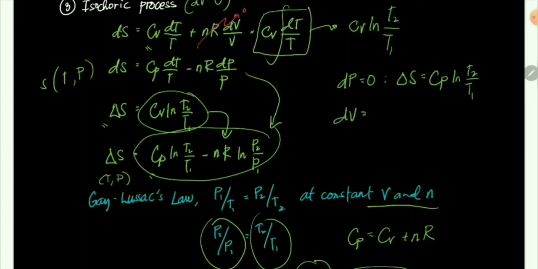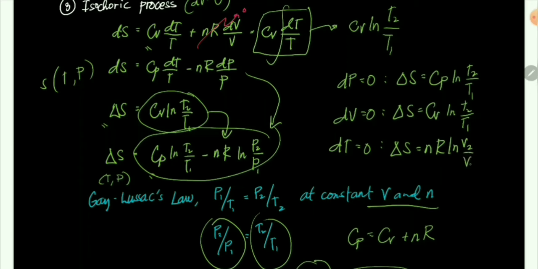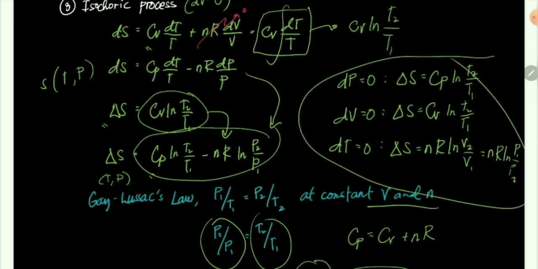When dV equals 0, delta S is equal to CV ln T2 over T1. Okay? So, what else? When dT is equal to 0, therefore, delta S is equal to NR ln V2 over V1 or NR ln P1 over P2. Okay? So, that is for the delta S of various PV processes.